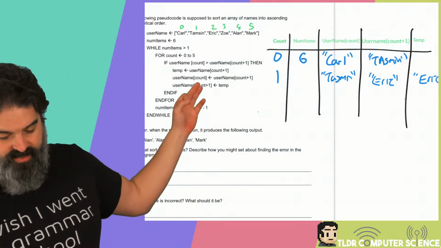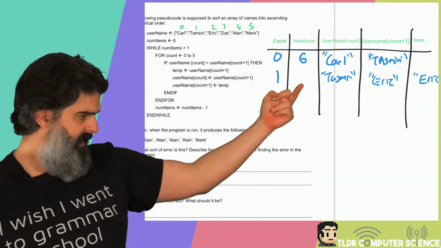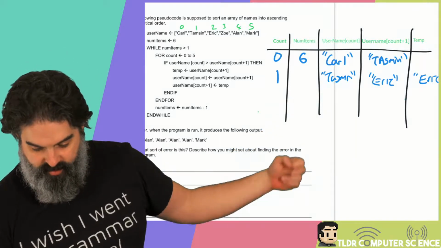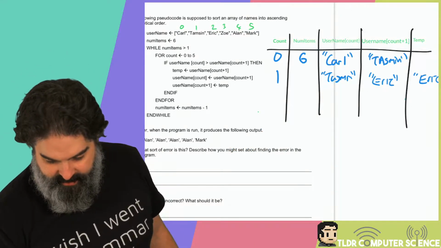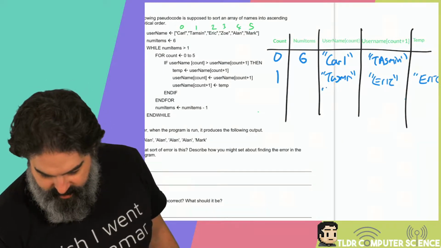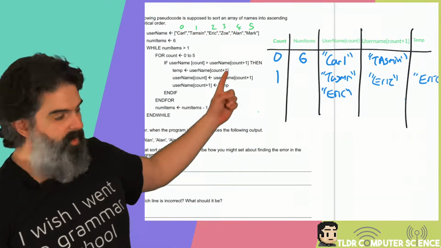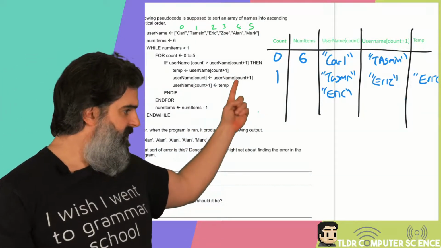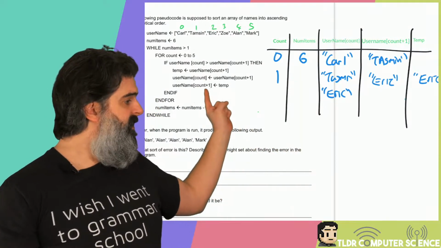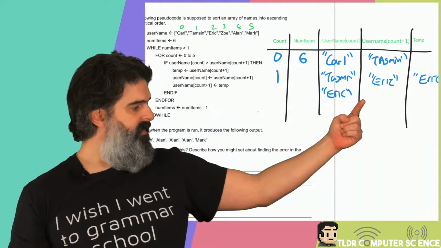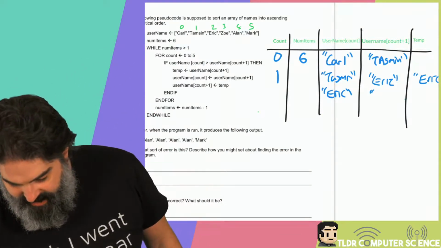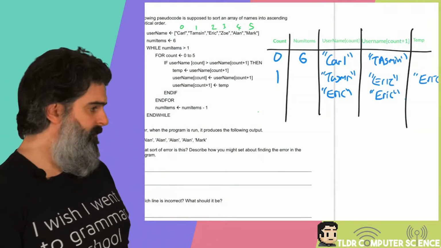And then underneath here it says username count here becomes username count plus 1. So actually we'll swap it. So this one over here becomes Eric. You see here it says username count is username count plus 1. We're taking Eric and we're writing over Tasmin. Then we're saying username count plus 1, so this spot should be temp. So it should be Tasmin, but it's not. Temp is actually Eric. So Eric overwrites both of them.